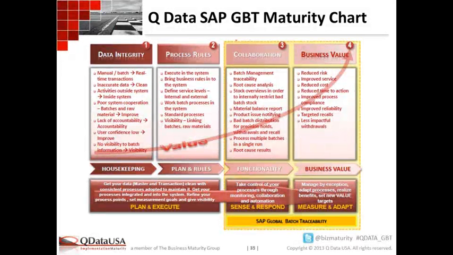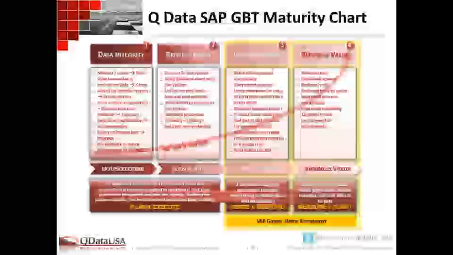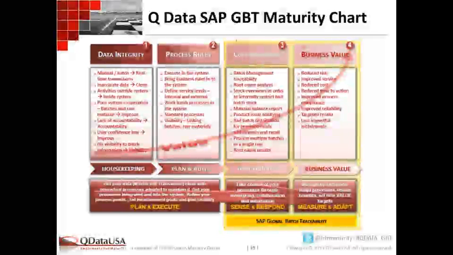The second one is, are our business rules in the system? Are you executing the stuff in the system, right? So let's bring them into the system. Let's define service levels in the system. Let's work all of our batch processes in the system, and let's use standard processes and give you standard visibility into the system in that space.